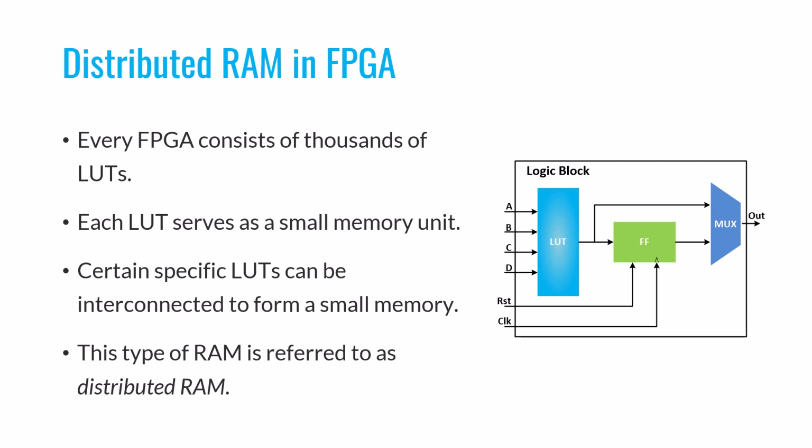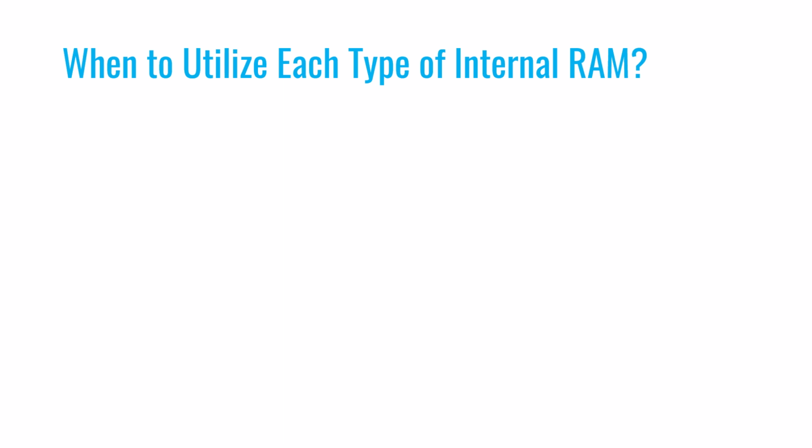So now you might be wondering, when should you use each type of memory? When should you use block RAMs and when should you use distributed RAMs? The answer to this question lies in the details I've already shared, but let me summarize the main points.